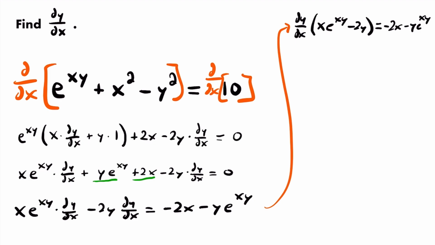Now, solving for dy dx is as simple as just dividing both sides by this quantity. If we divide both sides by that expression, or that quantity, all that will be left on this side of the equation is dy dx. We will have solved for it.